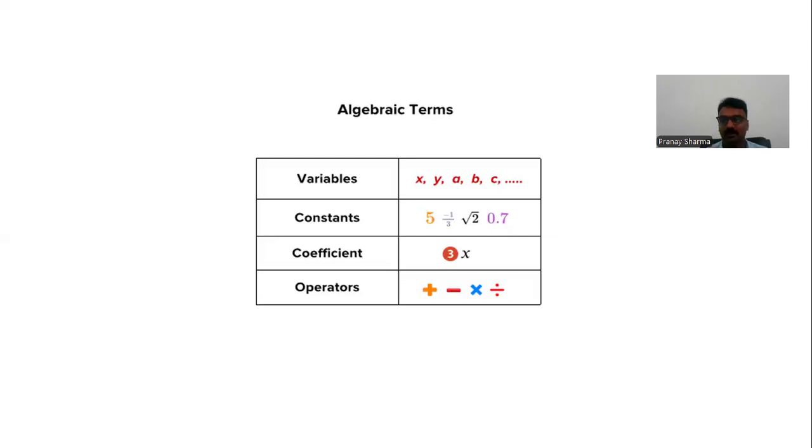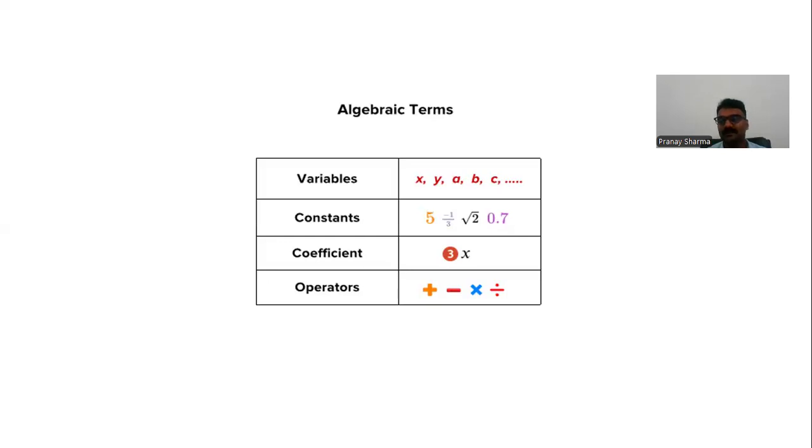Constants are the ones whose value remains the same, right? The value will not be changing. Suppose we are giving you a number, let us say 5, then the face value of 5 is 5 itself. Its value will not be changing in due course. Fine. What do we understand by coefficient?